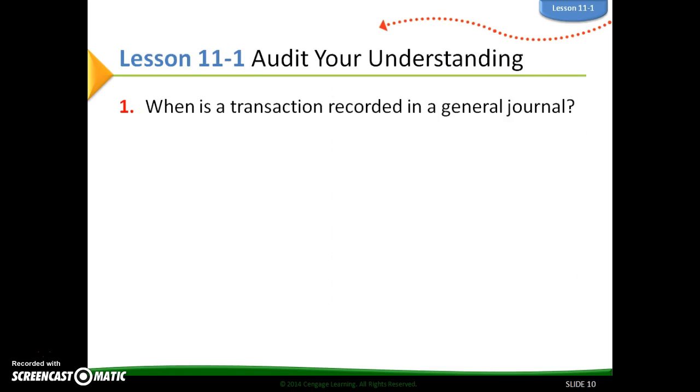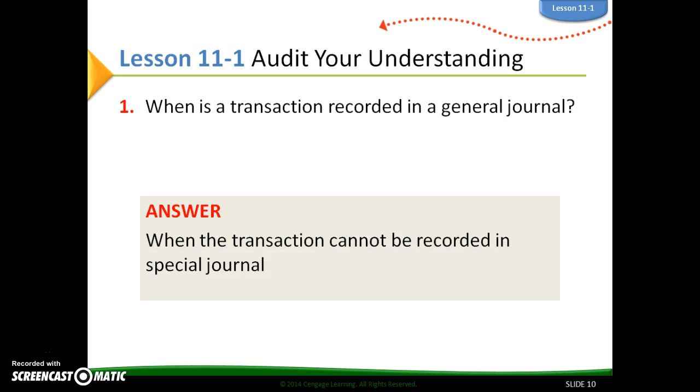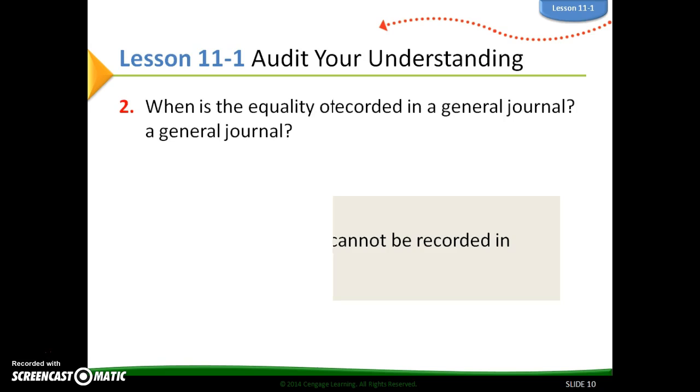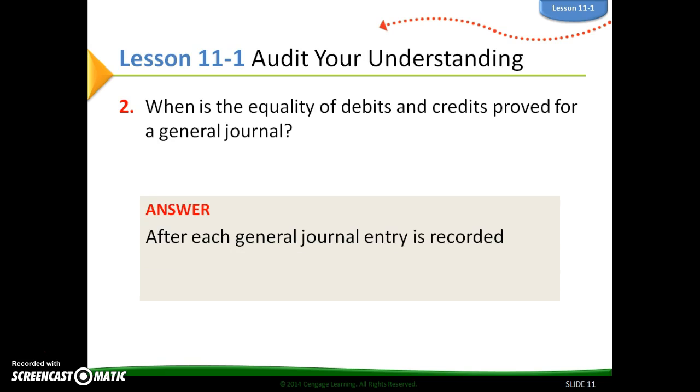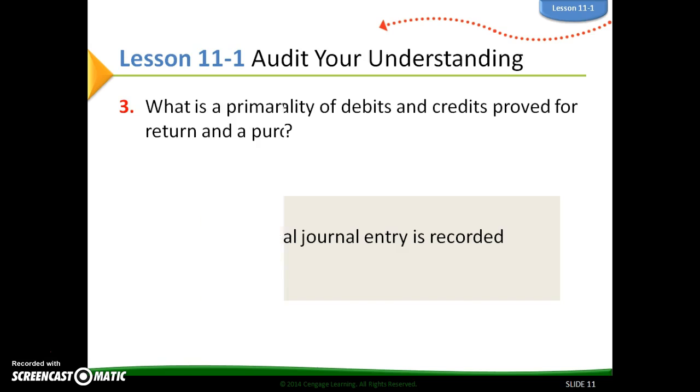All right, so as we go ahead and audit our understanding, when is a transaction recorded in a general journal? And we always use a general journal if we can't use those special journals. When is the equality of debits and credits proved for a general journal? And this is an important concept. When do we make sure that our debits equal our credits? We do that every time we write something down in the general journal. So each time we put something in the general journal, we need both a debit and a credit.